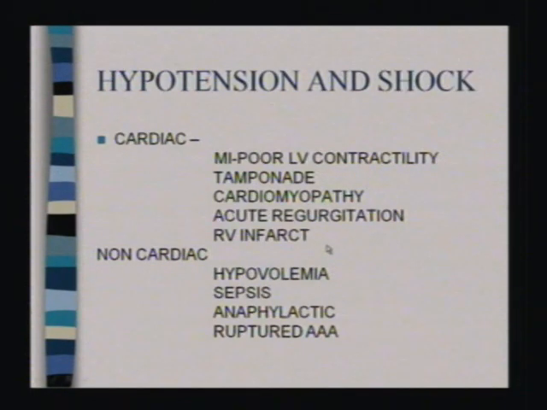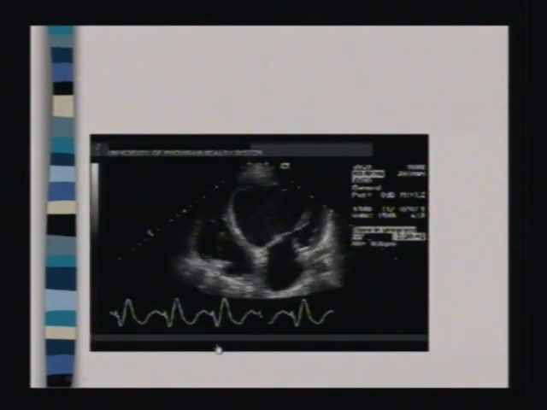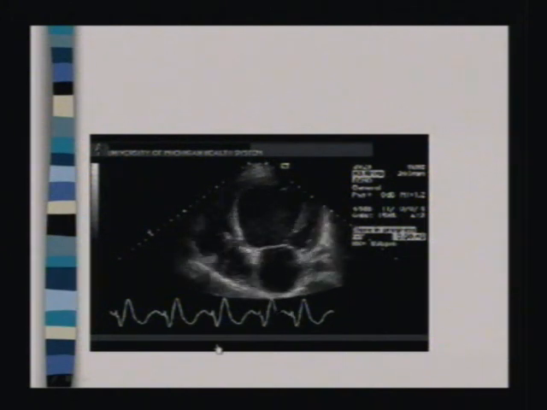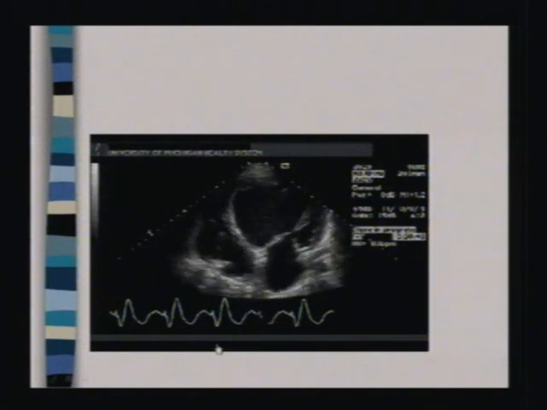In patients of hypotension and shock, as we discussed, in cardiac causes, in MI there will be poor LV contractility. Tamponade is another cardiac cause of hypotension and shock, as are cardiomyopathy with acute regurgitation and RV infarcts, while non-cardiac causes are hypovolemia, sepsis, anaphylactic shock and ruptured aortic aneurysm. This is a patient of dilated cardiomyopathy who came in with hypotension and shock, dilated LV with reduced contractility.